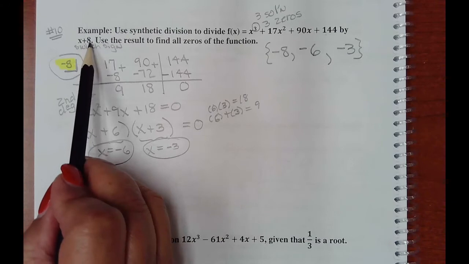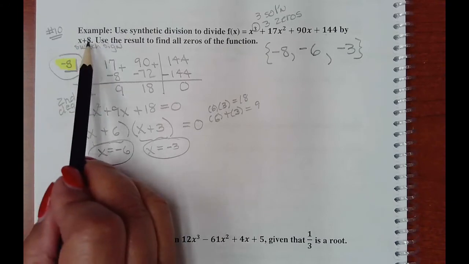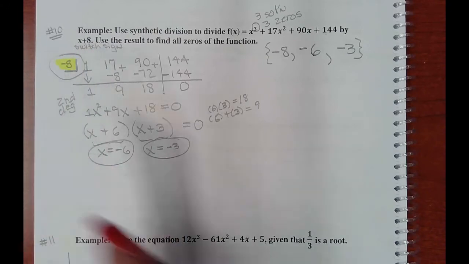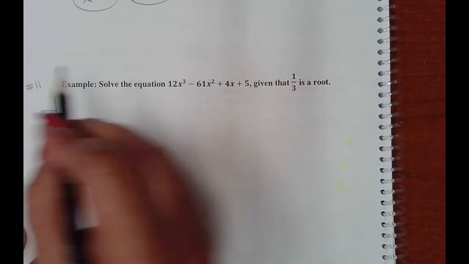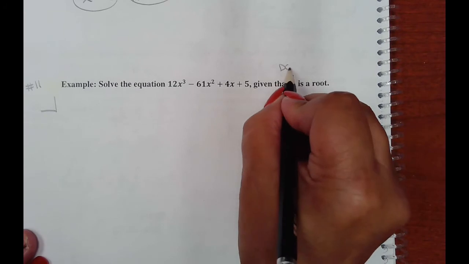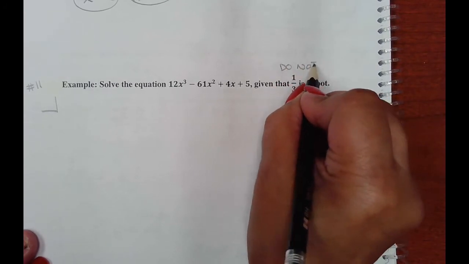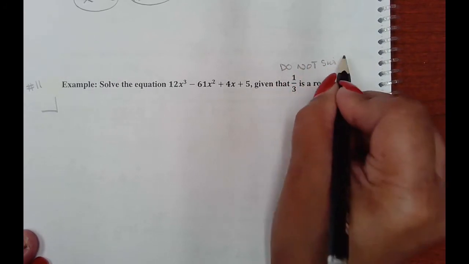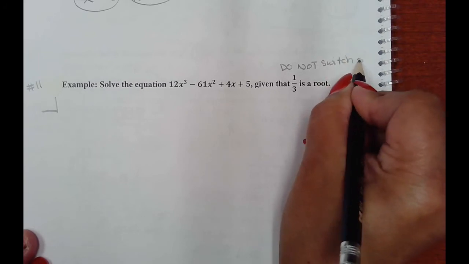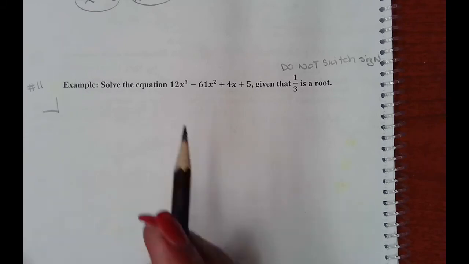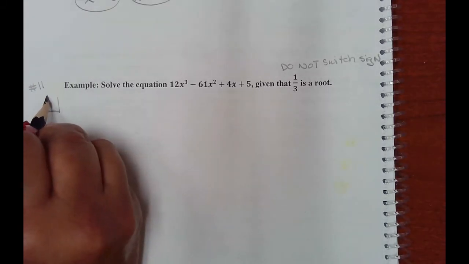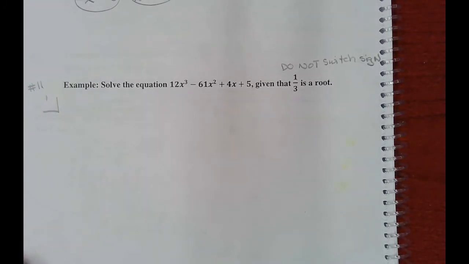Okay, this value was part of an expression. To break that bond, you need to switch the sign. This is not part of an expression containing x, so do not switch the sign. Okay, you're just going to use it as is. Put that 1/3 there.